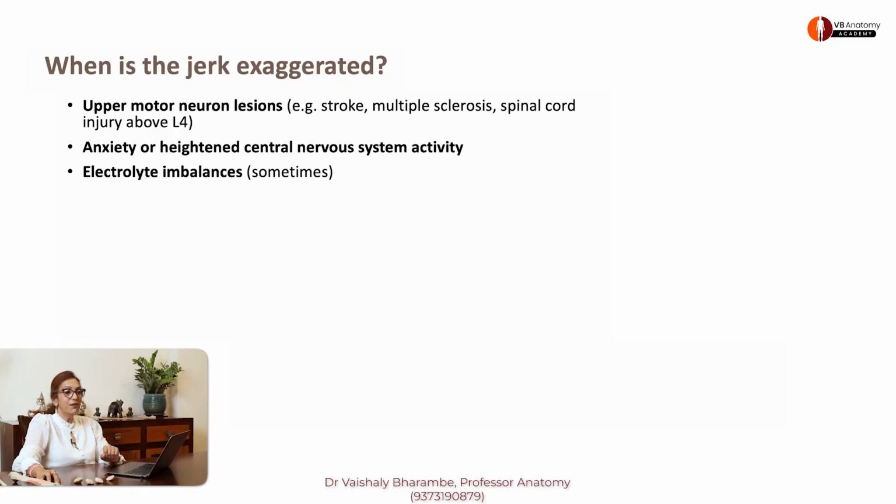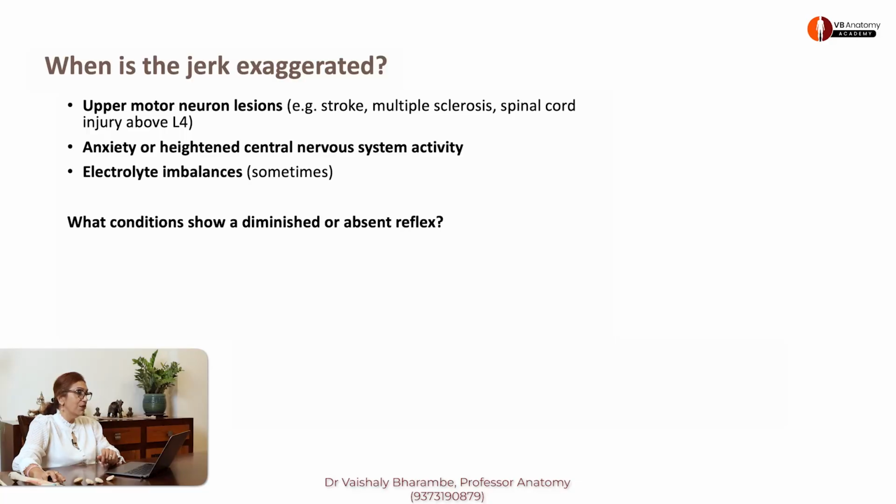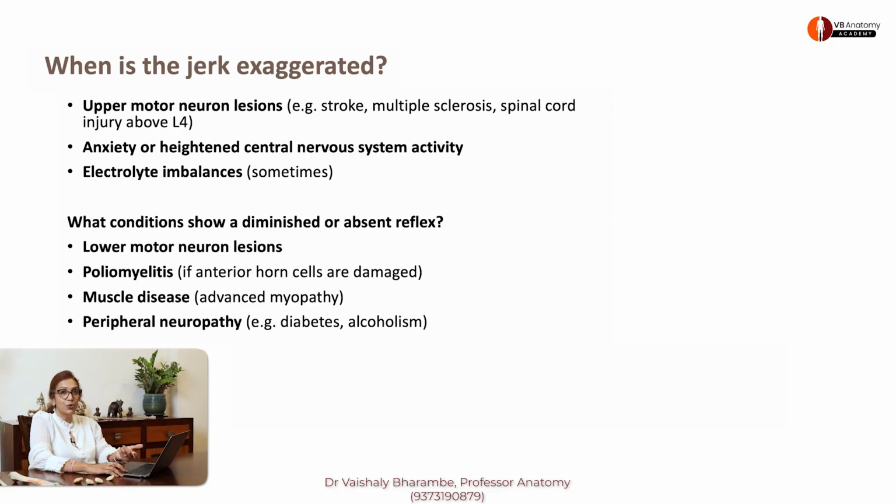Okay. So when is the jerk exaggerated? When will you have an exaggerated knee jerk? Okay, when you have an upper motor neuron lesion, when you have anxiety, when you have electrolyte imbalance, you will have a very severe reaction to this test. When do you have it diminished or absent? You're stroking the ligament, but you're not seeing enough response. Loss of the reflex arc element, lower motor neuron lesion, or you have poliomyelitis, you have muscle disease. In that case, you will not see an adequate knee jerk to your test.